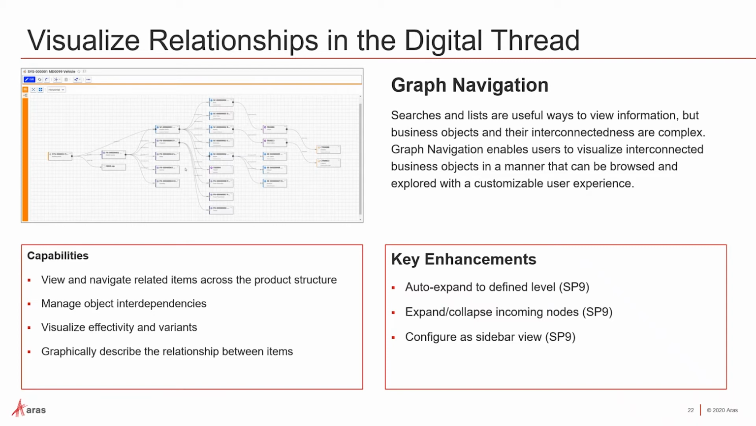Graphs can be either ad hoc or based on a defined query. And the first places to make use of these specific queries are in the new simulation management and systems architecture applications, which we'll talk about in a minute. But in general, the enhancements we've made here in graph navigation are the ability to auto-expand a graph so you don't have to manually expand every level. And you can expand and collapse on the left side for incoming or where used relationships separately from the outgoing relationships on the right, which makes for a clearer layout. And we can also configure graph navigation as a sidebar view, as we see here.